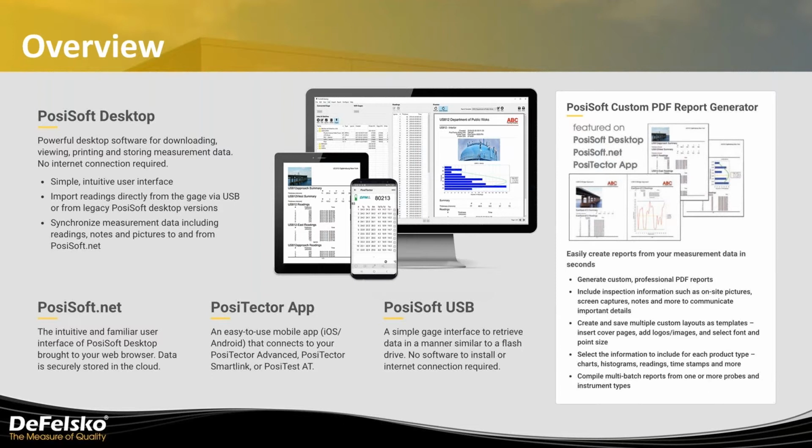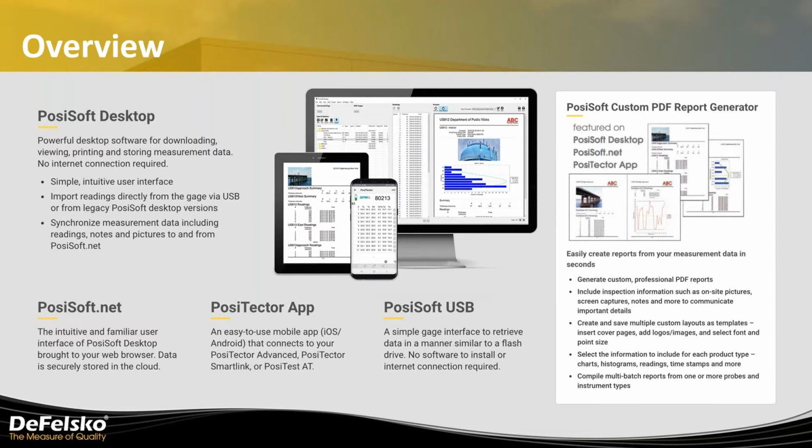That data that you store in the mobile app is automatically backed up to PosiSoft.net. So you can do the start of your reporting, maybe some notes, some pictures, things like that in the mobile app. And then you can either finish that reporting through the PosiSoft.net web interface or in PosiSoft Desktop, which is probably the most common way to do it.